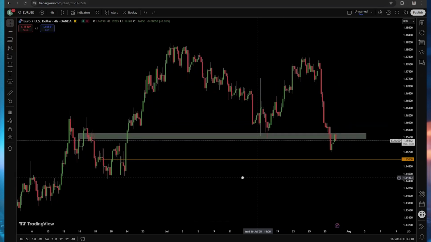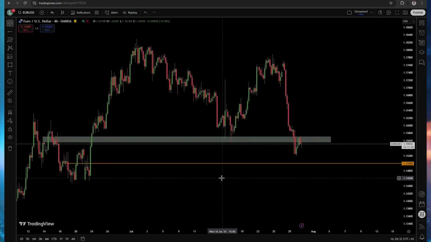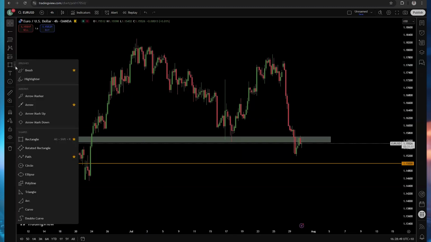So from what we can see, pretty simple is that we are into a very interesting level. If there are still buyers in the market, that's where they will be looking to place their orders, for a very simple reason.